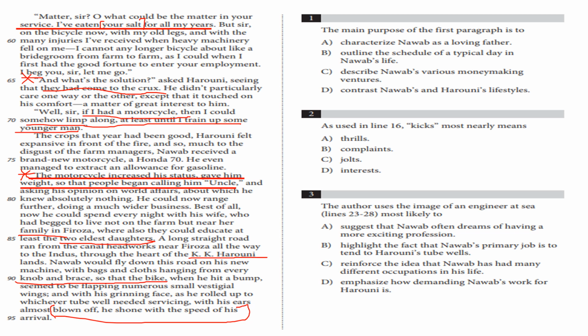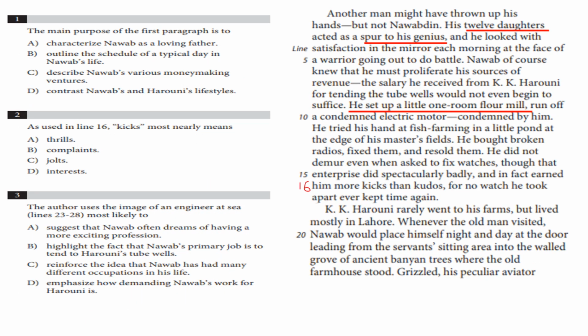So let's go on to the questions. The main purpose of the first paragraph is to do what? Characterize Nawab as a loving father, outline the schedule of a typical day in Nawab's life, describe Nawab's various money-making ventures, or contrast Nawab's and Haruni's lifestyle. So see how they brought this contrast up? That's already there. So let's move on and answer that question.